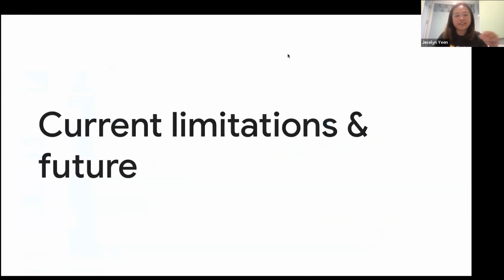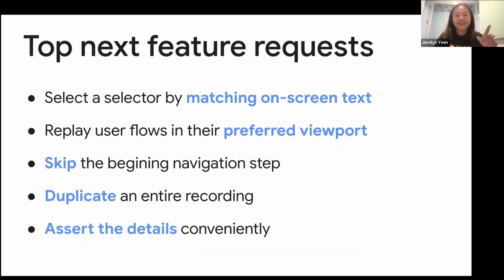Now I want to share some current limitations and some of the future plans that we have. These are the top next features that we will receive. You want to be able to select by matching the on-screen text. So instead of selecting the element by the selector, you want to be able to select the element by the text on screen. The team is currently working on this, and it will probably be available soon.